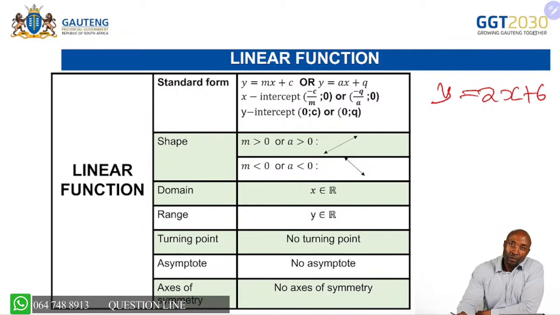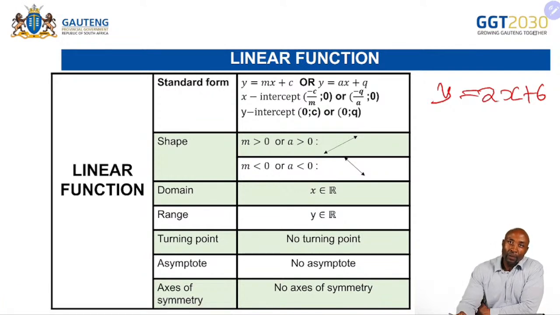And what does that 2 represent? In this case, 2 is positive. It means our function will have a positive gradient. So when we are sketching, in most cases, we are supposed to just have our x and y intercept. We use the dual intercept method. Once we get our x-intercept and our y-intercept, we should be able to sketch our graph because the shape is determined by the value of m or the value of a. In this case, our a is 2. It means our graph will be an increasing function. It will have a positive gradient.